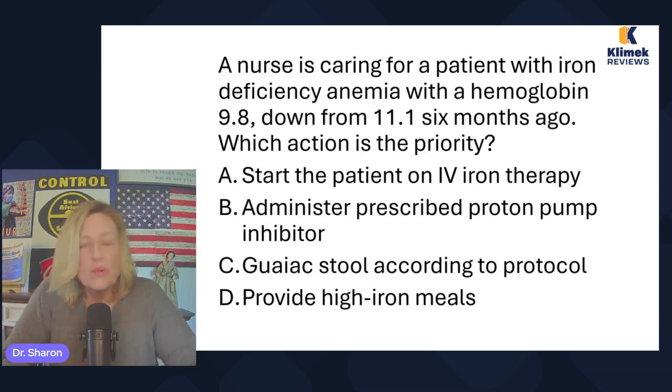So remember when I told you when you have a single choice question, a question that requires one choice and you have two answers that say the same thing, neither one of them is right. I don't know how to pick between A and D. They're both saying the same thing. Now, administer prescribed proton pump inhibitor. They've dropped about 1.5 points in 6 months. I don't know that it was a GI problem.